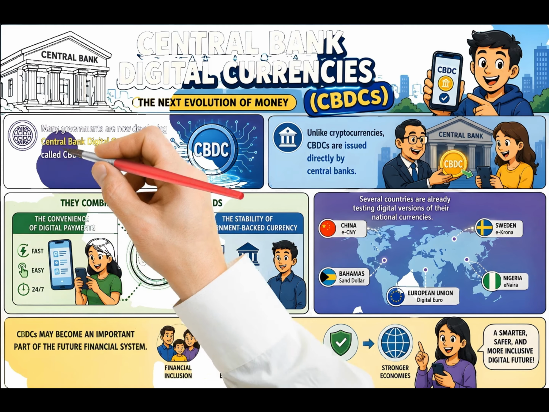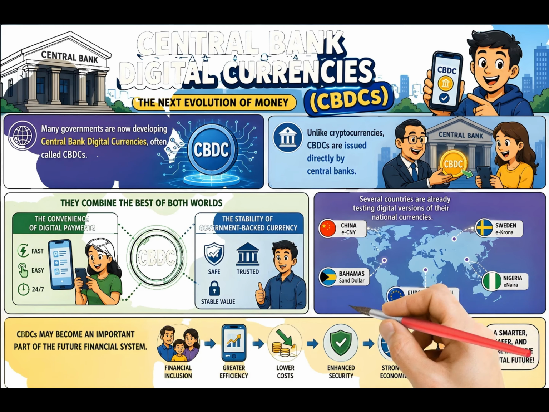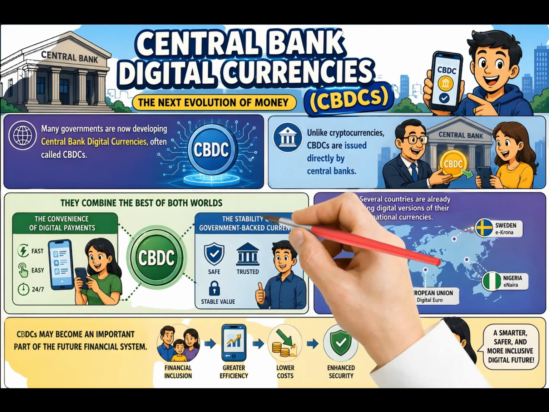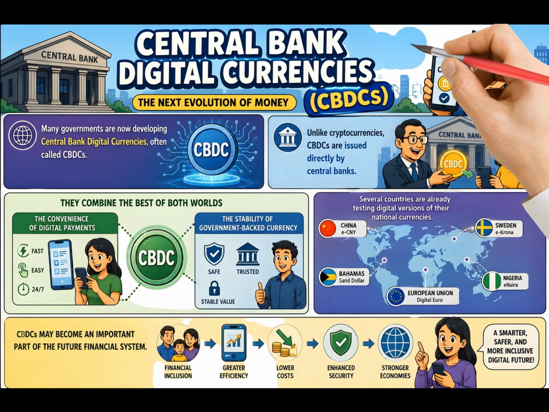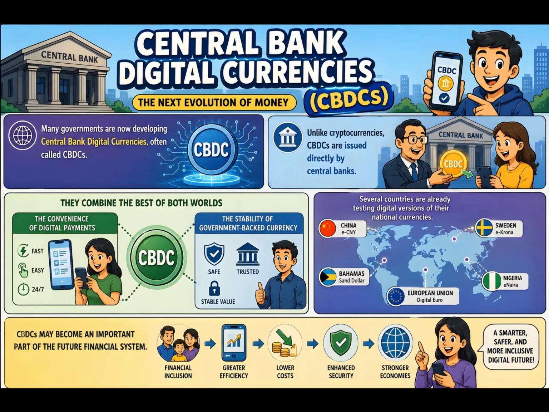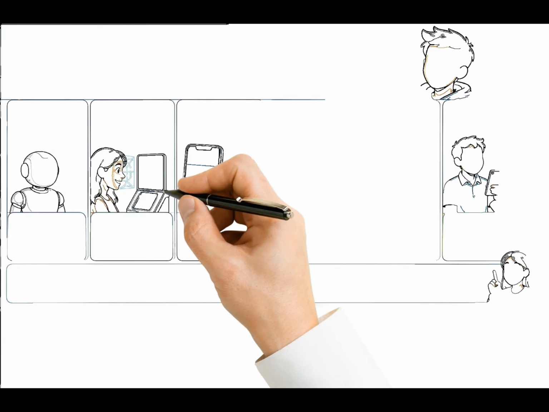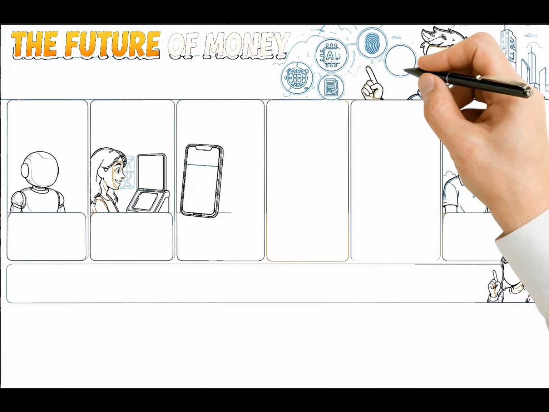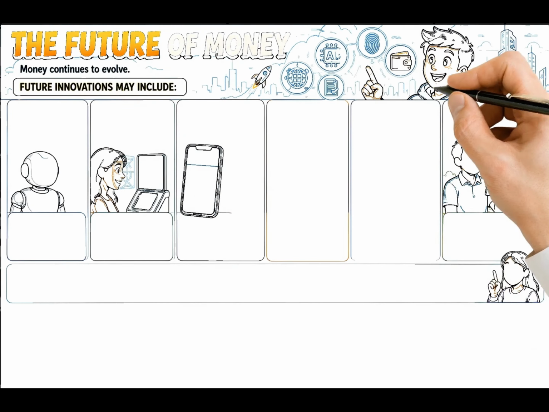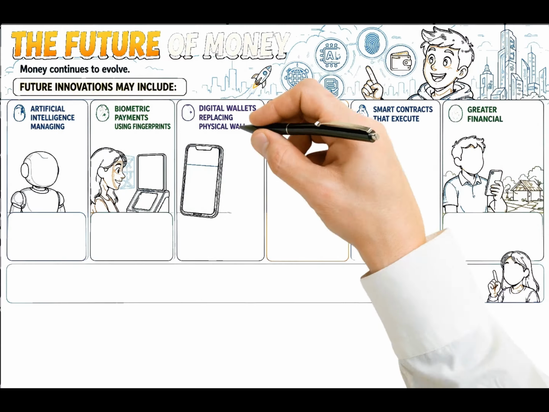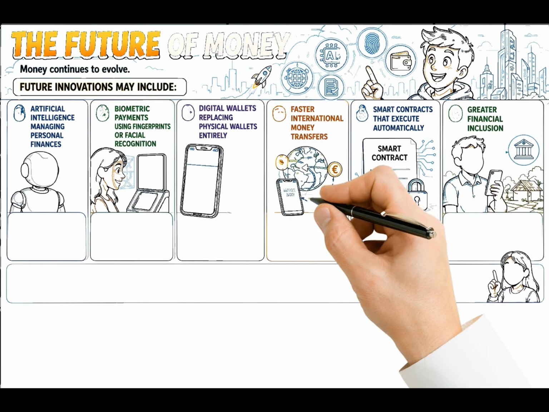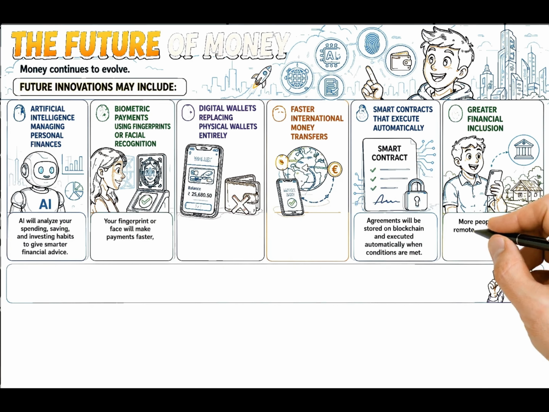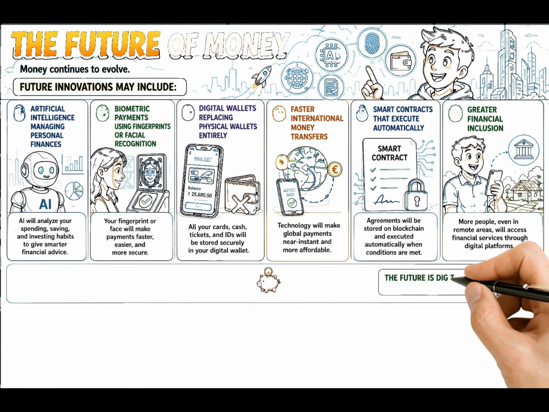The future of money also includes greater financial inclusion. Millions of people around the world still do not have access to traditional banking services. Without bank accounts, it is difficult to save money securely, receive loans, or participate fully in the economy. Mobile banking, digital payment platforms, and central bank digital currencies can help solve this problem. With only a smartphone and internet connection, people in remote areas can access financial services that were once available only in cities. This creates opportunities for education, entrepreneurship, employment, and economic growth.